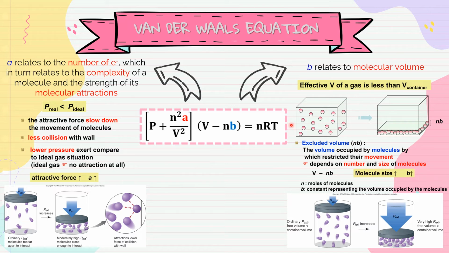Okay, jadi dekat sini, correction nB dekat sini. Okay, lagi besar molecular size, lagi besar nilai constant B. So, bila lagi besar maksudnya nilai V ni akan menjauhi daripada ideal gas.